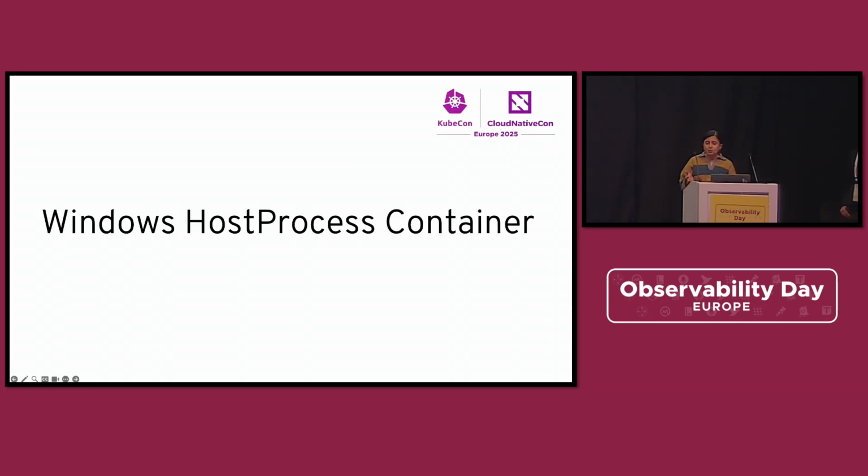So first is the Windows host process containers. Host process containers, specifically in the context of Kubernetes on Windows, are containers that operate as normal processes, but they run on the host machine, and they have access to the host network, storage, and devices. This concept is pretty similar to the Linux privileged containers if you are used to using them.